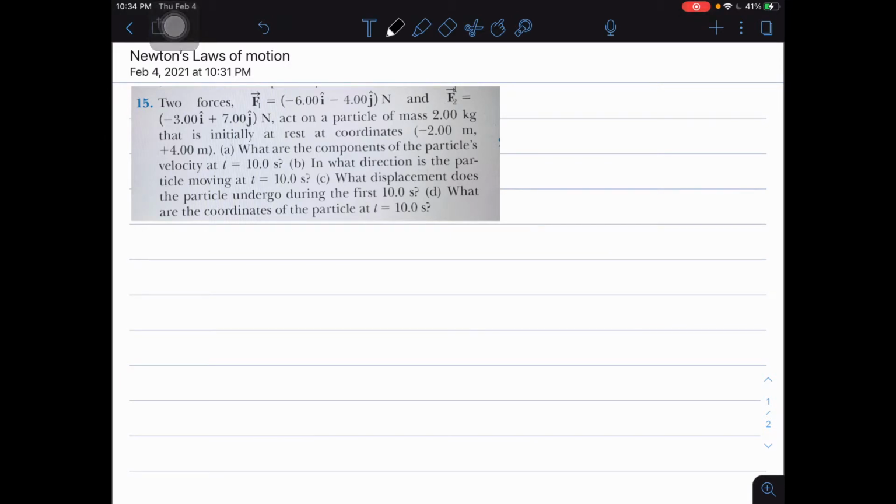So let's identify the given first. Alright, so what are the given parameters? F1 is equivalent to negative 6 i hat minus 4 j hat newtons. F2 is negative 3 i hat plus 7 j hat newtons. And the mass of the particle is 2 kilograms. Okay, and the initial coordinates are negative 2 i hat plus 4 j hat meters.